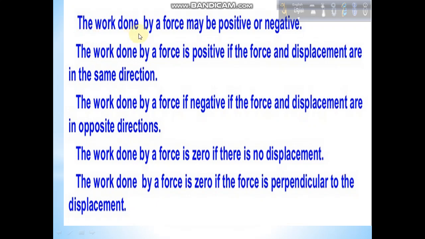The work done by a force may be positive or negative. When will it be positive? Work done by a force is positive if the force and displacement are acting in the same direction, and the work done by a force is negative when force and displacement are in opposite direction.